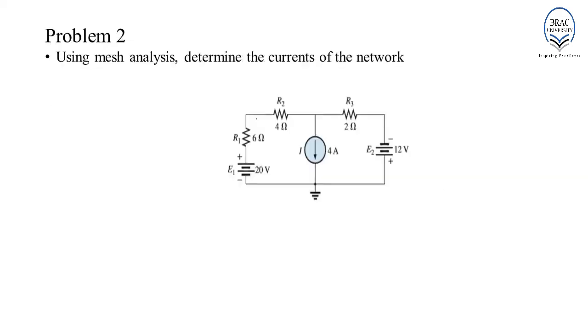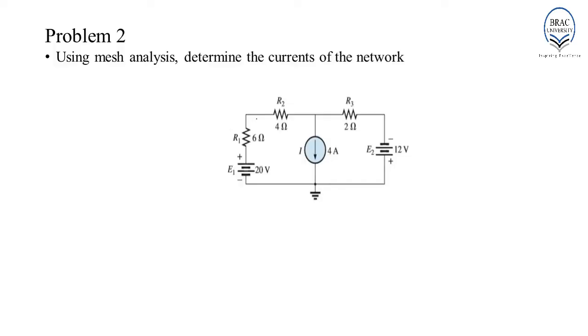Example 2. Using mesh analysis, determine the currents of the network. Now, in this particular network, there is a current source involved. So, we cannot approach to solve this type of circuit by using the general mesh analysis.